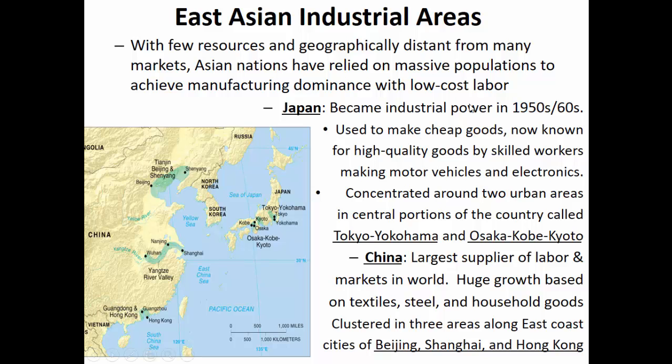So Japan became an industrial power in the 50s and 60s. We helped to rebuild them after World War II. They used to make cheap goods. Now they're known for higher quality goods by skilled workforces. They make motor vehicles and electronics more than anything else.